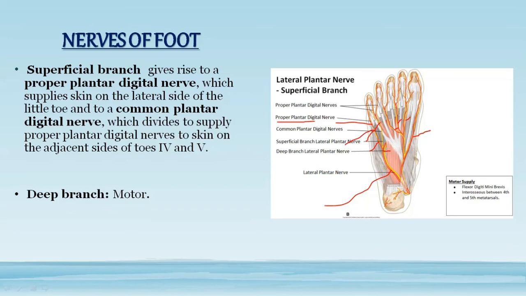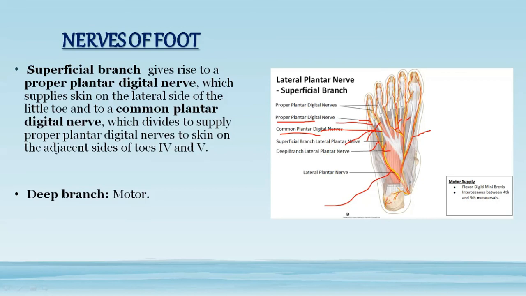The second is the lateral plantar nerve, which at the head of the fifth metatarsal divides into deep and superficial branches. The deep branch is motor, whereas the superficial branch supplies the remaining digits by giving rise to two branches. The one is this proper plantar digital, which supplies the lateral side of the toe, and these are the common plantar digitals. Where are these common plantar digitals? These are the common plantar digitals, which supply the adjacent sides of the fourth and fifth toe.